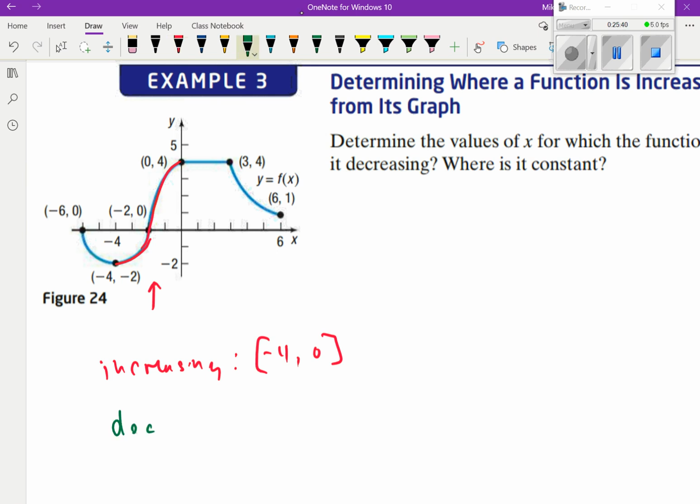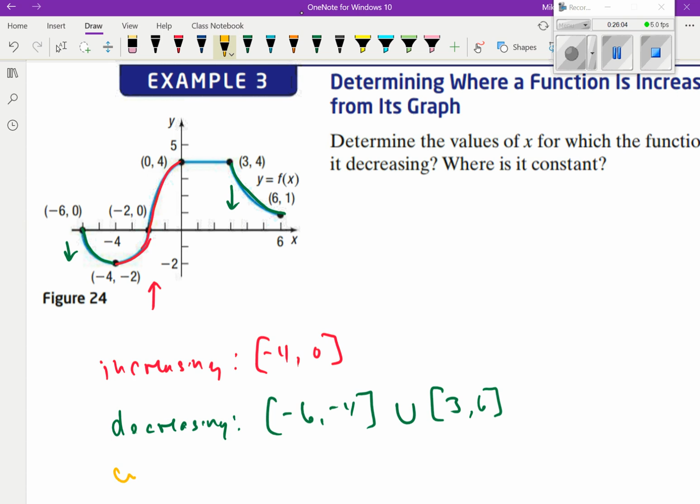Where are we then decreasing? Where are we moving downwards? Moving downwards over here. It looks like we're moving downwards over there also. So we're moving downwards between -6 and -4, my x values. And then combine that with another set, we're moving downwards between an x value of 3 and an x value of 6. And where is the graph constant? Where did it not change? It didn't change in here between 0 and 3.